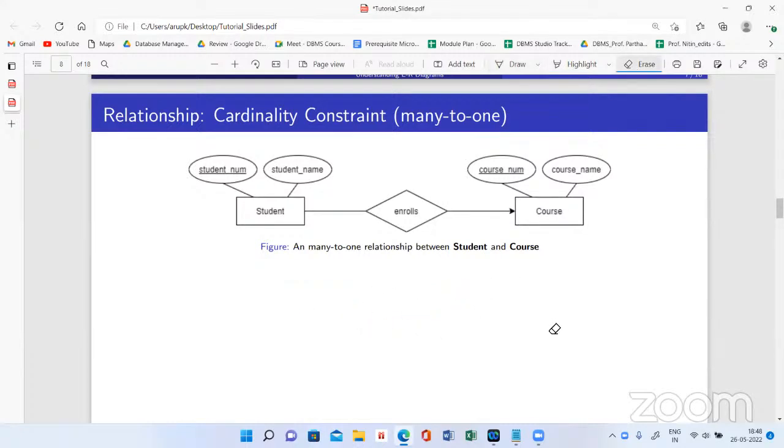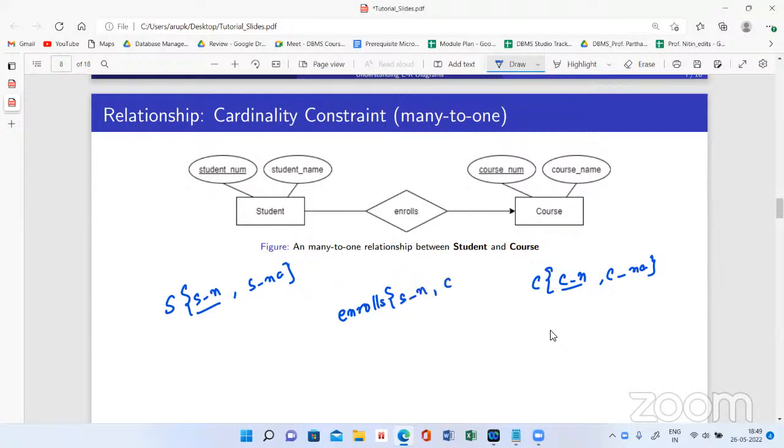Suppose we don't have many to one, and only have many to many. Let us have it. So we have the student table, which has the student number and student name, and the course table, which has the course number and course name. And as before, we can also have the enrolls table, with student number and course number, which is a composite key, and Date.